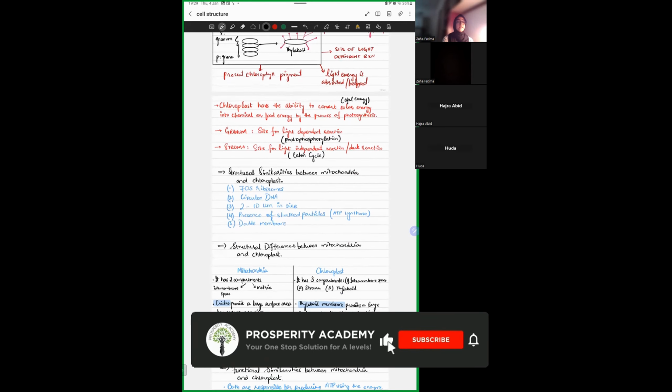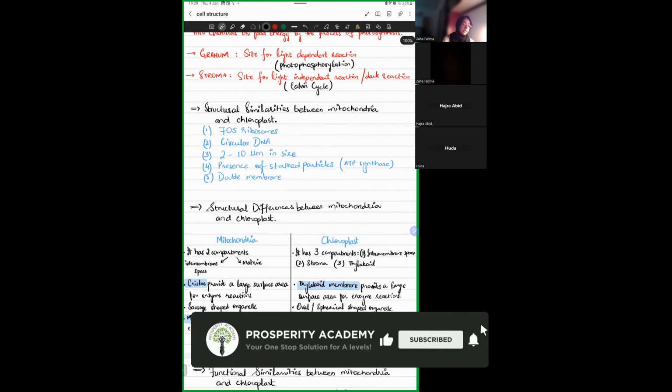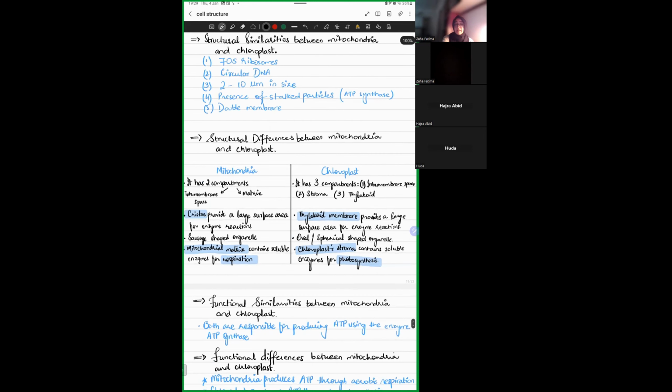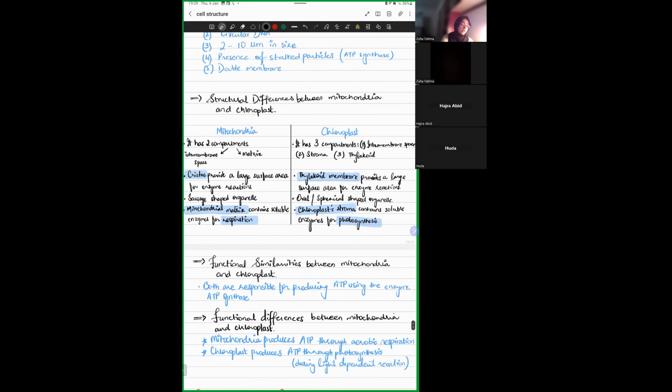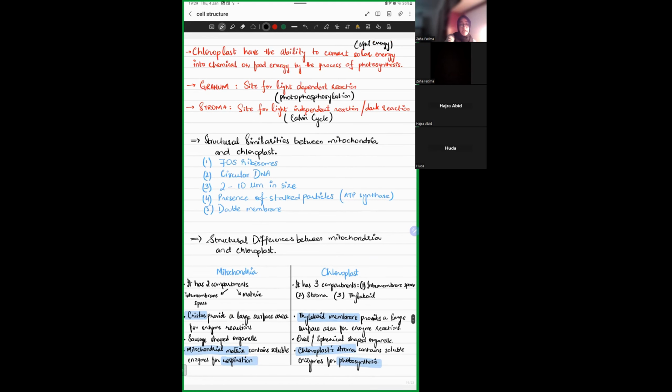Now, let's understand the structural similarities, the functional similarities between mitochondria and chloroplast, and the differences between mitochondria and chloroplast. Okay, so let's talk about the structural similarities. Now, what do I mean by structural and functional?